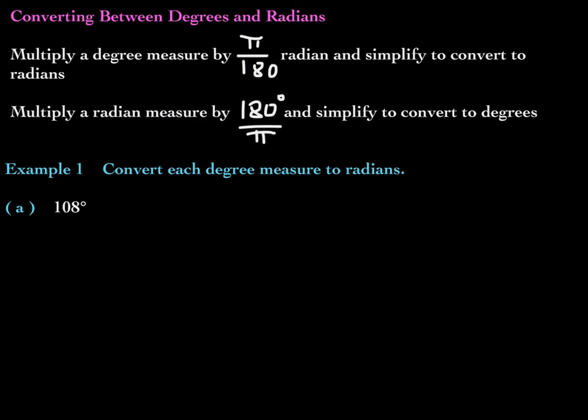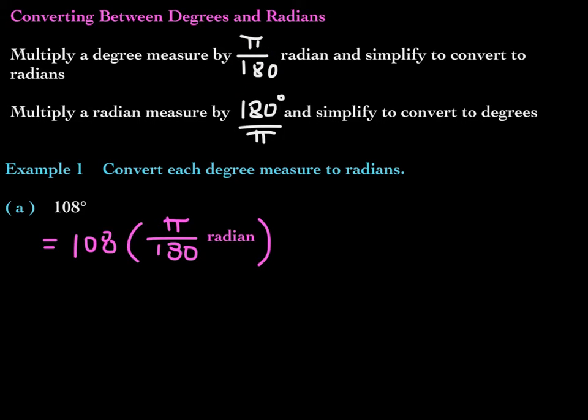For our first example, we will be converting from degree measure to radian measure. So the first angle they've given us is 108 degrees. Notice that 108 degrees is in quadrant number 2. We want to convert this degree measure to radian measure. So the first thing we're going to do is recognize which ratio we're going to multiply by. Since we're going from degrees to radians, we want to multiply by this ratio, pi over 180.